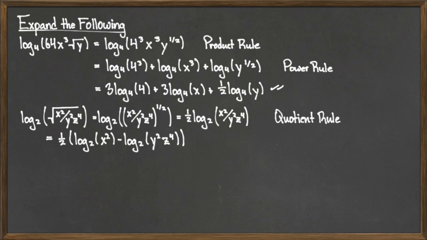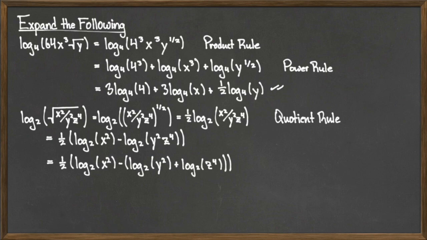Looking at the second log term, I'm going to use the product rule to break up that log base 2 of y squared times z to the 4th. This is going to give me the expression 1/2 times the quantity log base 2 of x squared minus the secondary quantity log base 2 of y squared plus log base 2 of z to the fourth. Notice that that negative has to apply to everything inside that product rule expansion term. Otherwise, we're making mistakes. We can't drop negatives in this place.